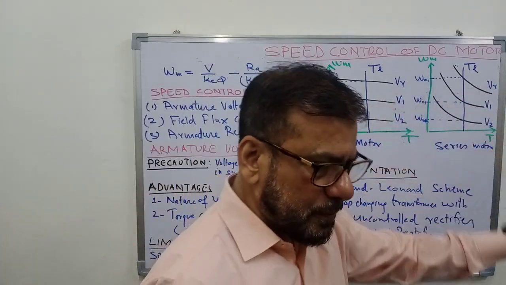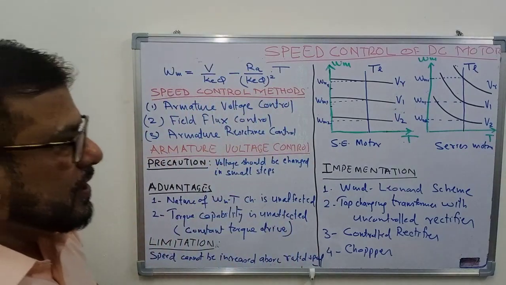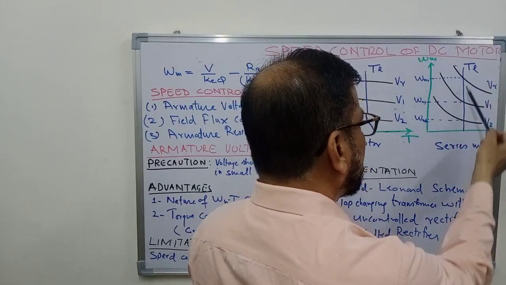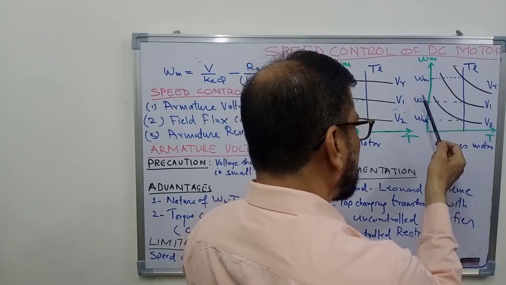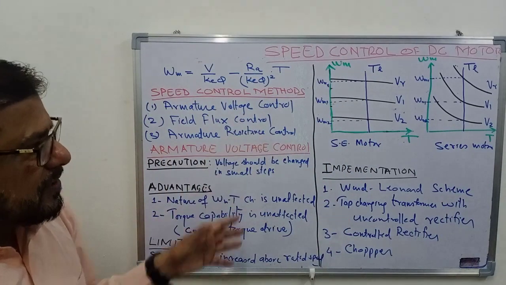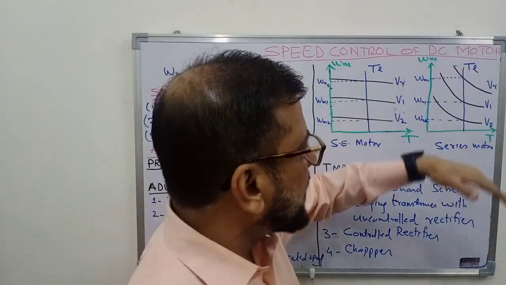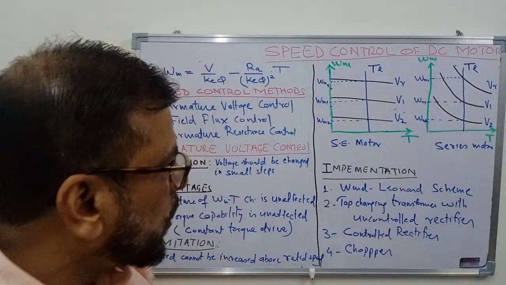Similarly, in the case of a series motor also, if you vary the voltage across the armature, the characteristic shifts downwards and the speed will change from omega mr to omega m1 to omega m2. So in this way you can control the speed over the whole range, starting from the rated speed to a very low speed.